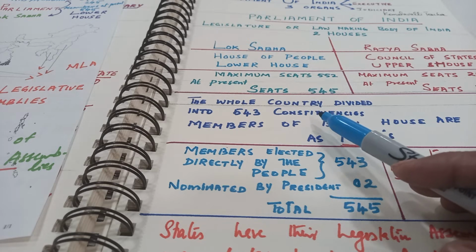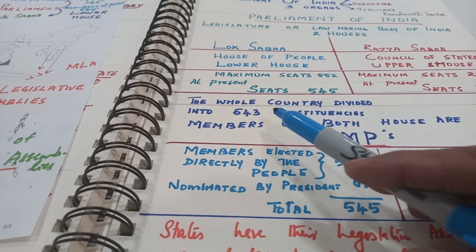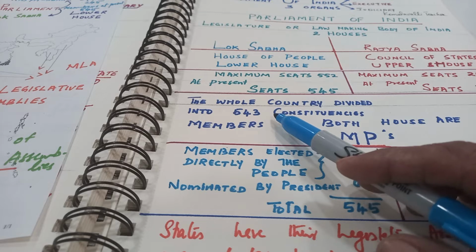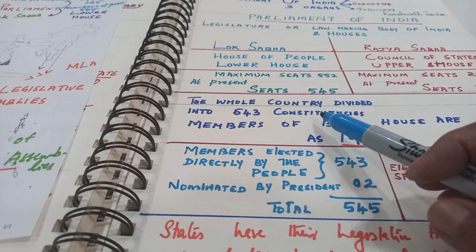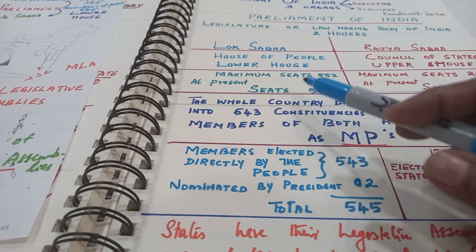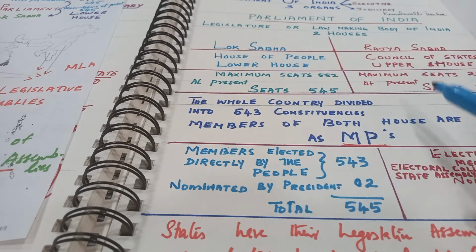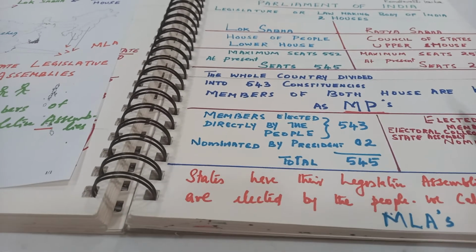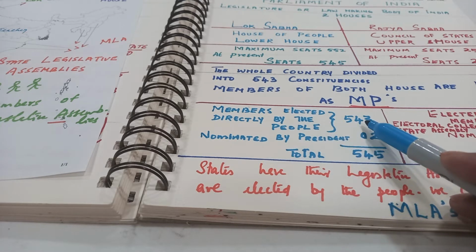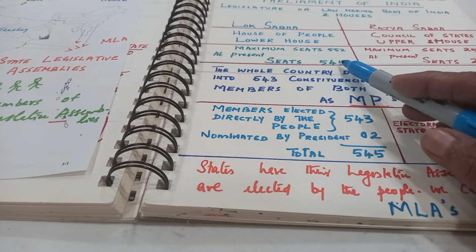According to the constituencies, the people's representatives are sent to Lok Sabha, and we have 543 representatives representing the constituencies of India. When the members are elected and sent to Lok Sabha, they are called MPs, and members of Rajya Sabha are also known as MPs. These 543 members are elected directly by the people.